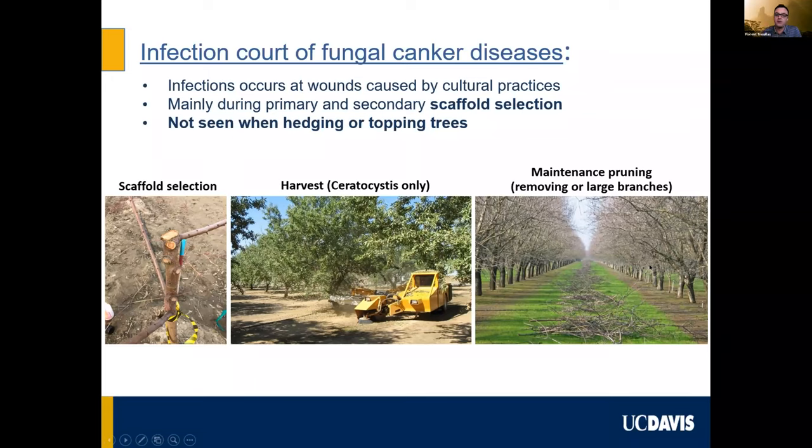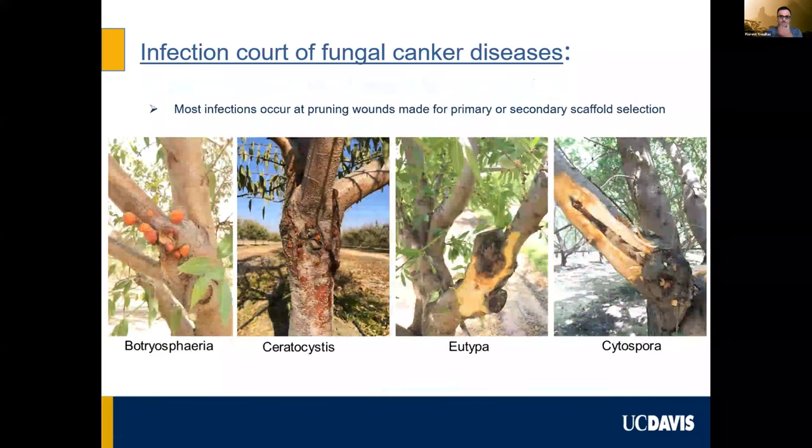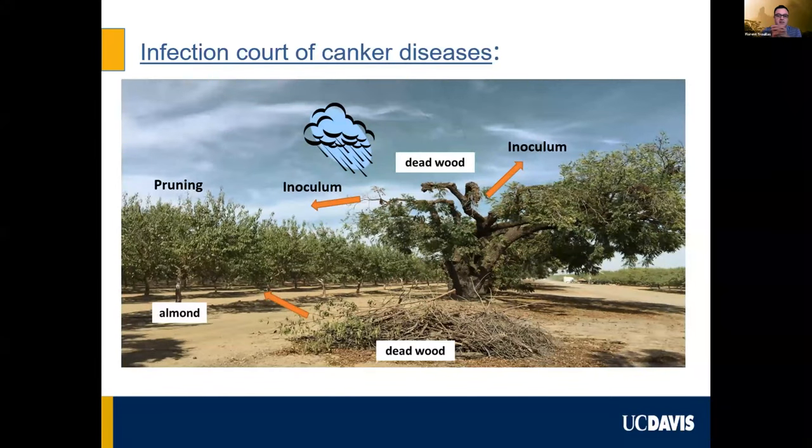Maintenance pruning can be an issue if you remove large branches. However, we generally do not see infection by canker pathogens from topping or edging almond orchards. This is not an issue. Mainly primary scaffold selection seems to be a problem. So as you can see, one of the common things about these fungi is that all of these various groups of fungal pathogens can infect at a pruning cut. You see here the Botryosphaeria, Ceratocystis, Eutypa, all these fungi infect almond trees at pruning wounds. So in terms of disease management, this is going to be very critical, and I'll get back to this.